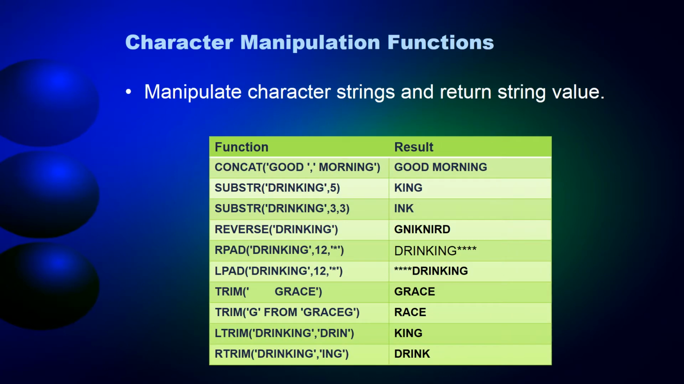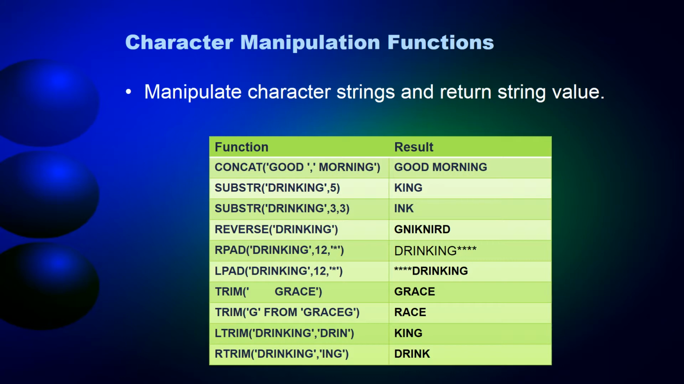Next, we can see the character manipulation functions. In the character manipulation function, we have two types. First is manipulating character strings and returning a string value. We see the first type of functions. First is concat, that is the concatenate function, which is used to concatenate two strings into one string. Example for this is concat of good, morning. The result is good morning.